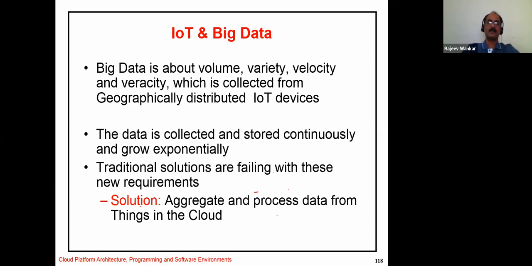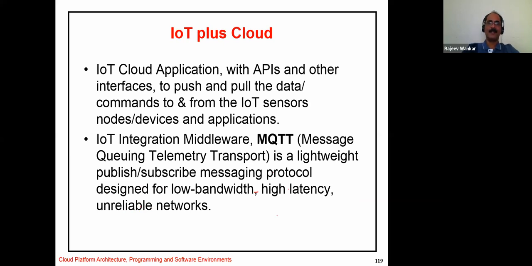So the solution is to aggregate and process the data from things in the cloud through something. Through something, you have to wait for a certain time. So the IoT applications, with all the APIs and other interfaces, would push and pull the data or command to and from the IoT sensors, nodes or devices and applications.